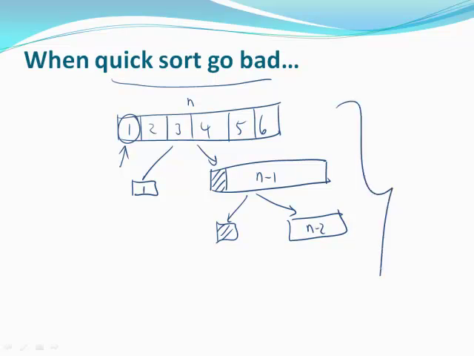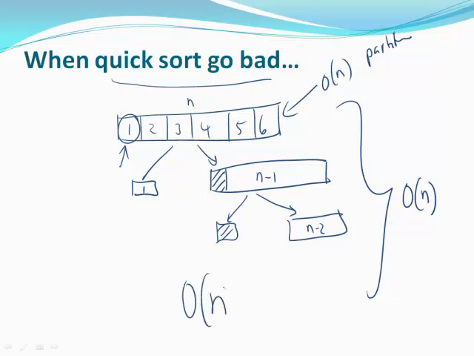So if you keep doing this, it's clear that this can be as bad as big O of n squared, because the partitioning takes big O of n to partition. So we assume that the quicksort's worst case scenario is whatever scenario leads to uneven partitioning.